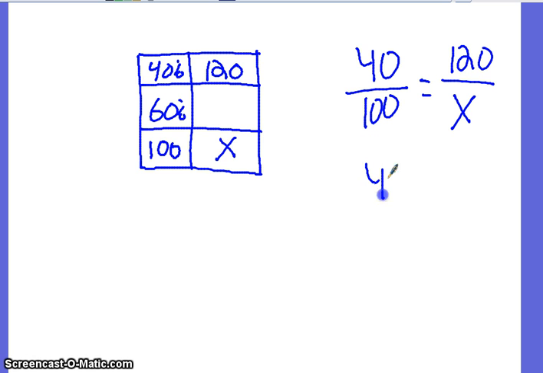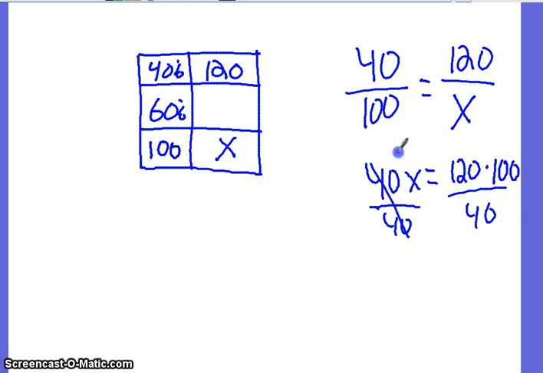That's 40x equals 120 times 100. And I'm not going to multiply those two together because 40 goes into 120. So if I divide by 40, that makes my variable isolated. It's by itself now. 40 goes into 120 three times. Okay, 3 times 100 is? So now I know that my book is 300 pages long.